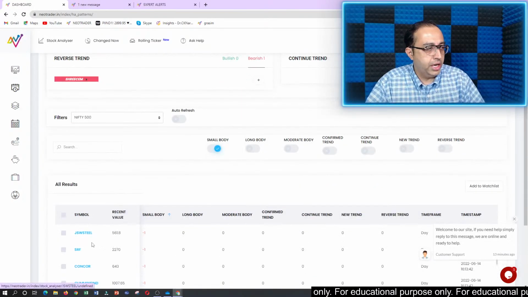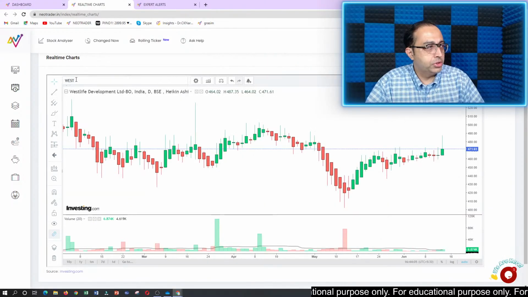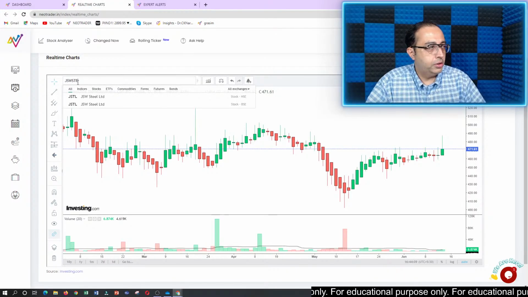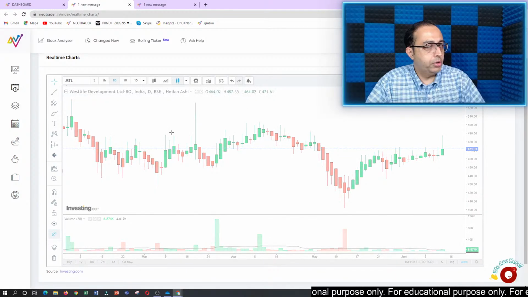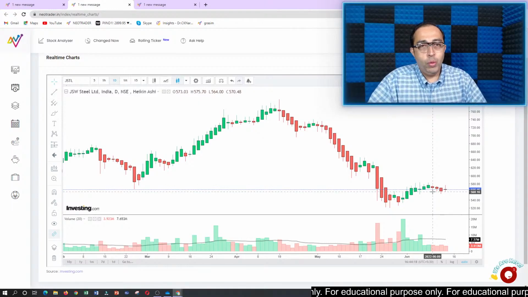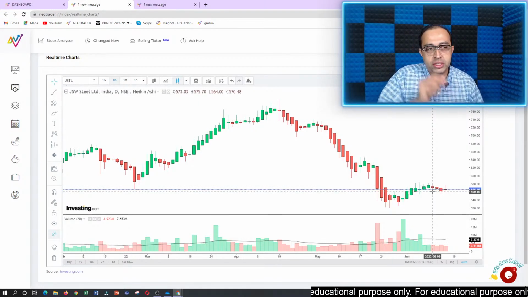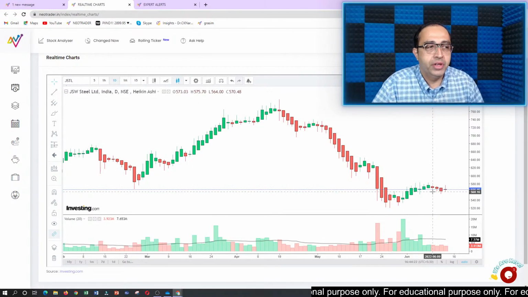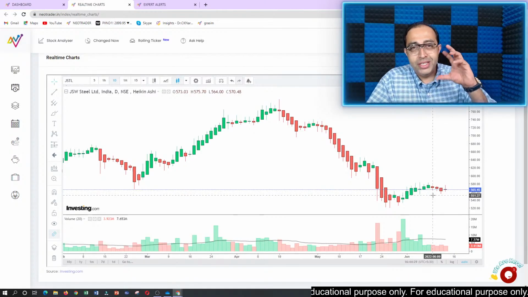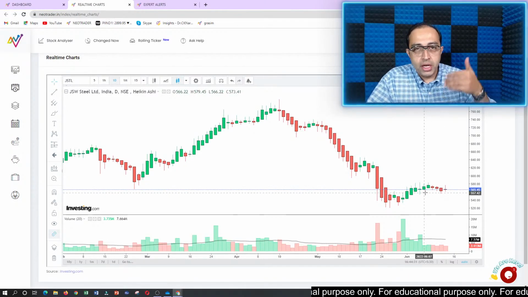So let's go and take a look at JSW Steel. Okay, let me load JSW Steel. You can see here small body, right? So how do you find out it's a small body and negative, correct? Small body and negative, it's available for you. But tomorrow if there is a reversal, you know that yes, JSW Steel, something is cooking up. So that's how you can shortlist.